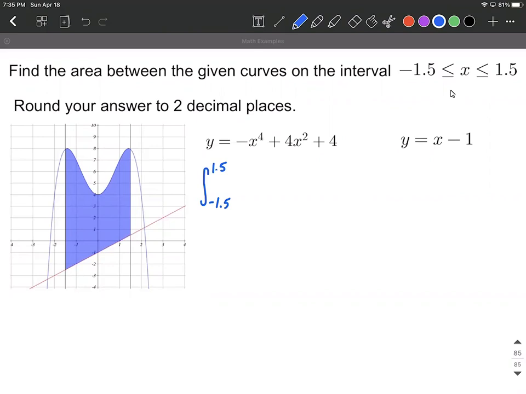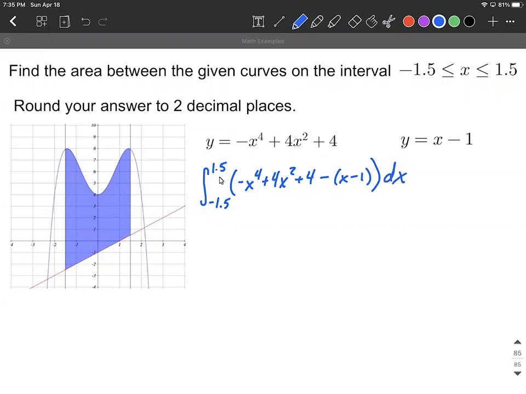And next, we want to have it set up so that you take the higher function, the upper function, and subtract away the lower function. So the upper function is that -x to the fourth plus 4x squared plus 4. And we're going to subtract away x minus 1. And we put a dx at the end because we have x values going on here.